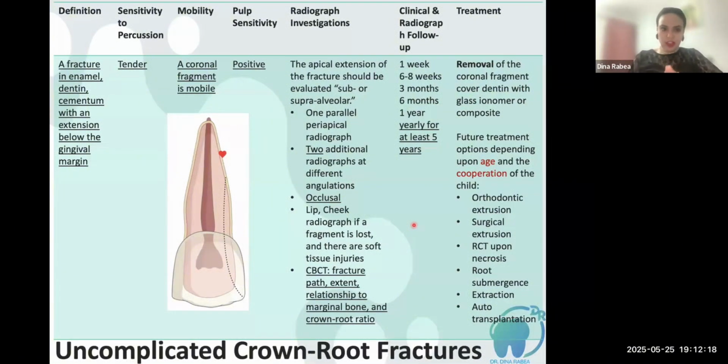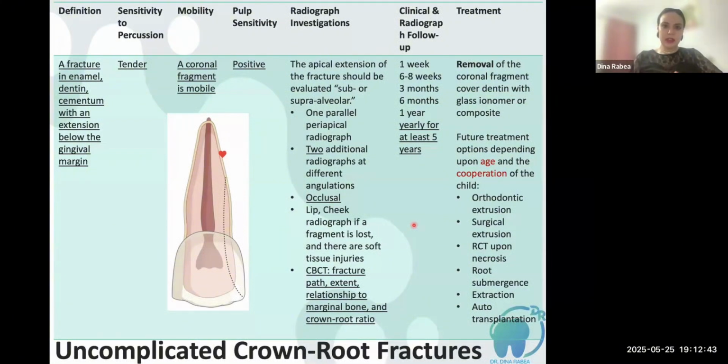And for the first time, we mention tenderness upon percussion because the periodontal ligament in the root part, or in the fractured root part, is involved. Most of the time, you get the patient with the fragment in situ, but with high mobility. Due to the root attachment, the fragment does not separate completely, but it is mobile.